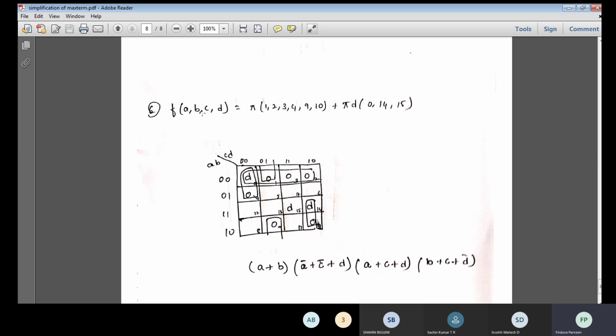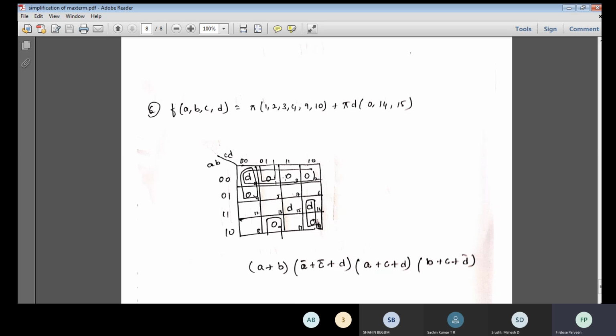One more example, f of a, b, c, d is equal to pi 1, 2, 3, 4, 9, 10 plus pi d 0, 14 and 15. So I'll be placing 0 in all these cells, that is 1, 2, 3, 4, 9, 10. Okay, I've placed 0 in all these cells. Next, 0, 14 and 15 are don't care terms. Now I will group it. So while grouping, I'll go for the maximum cell grouping. 0, 1, 2, 3 are adjacent. So I'll be grouping this one.